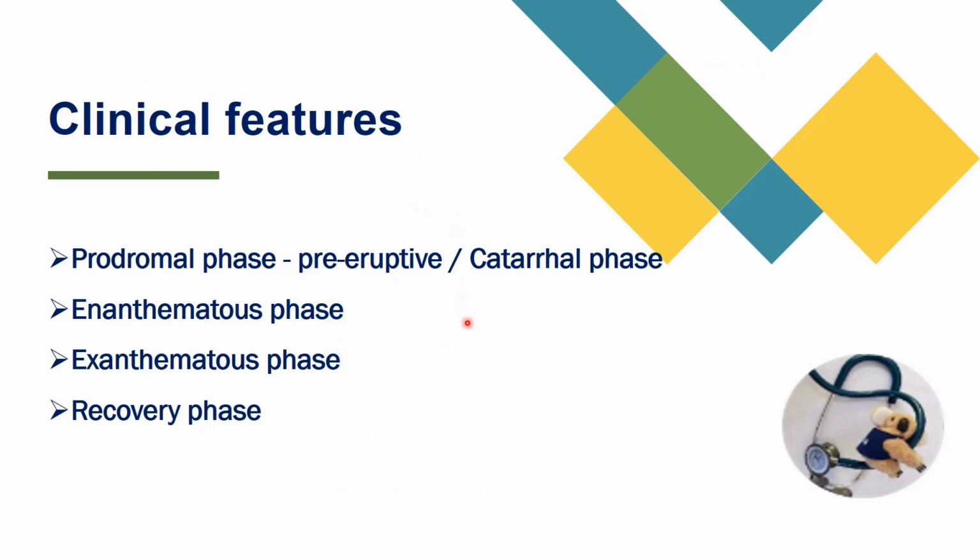The clinical feature is divided into 4 phases. Number 1, prodromal phase, also known as pre-eruptive phase or catarrhal phase. Number 2 is enanthematous phase. Number 3 is exanthematous phase, and number 4 is the recovery phase.